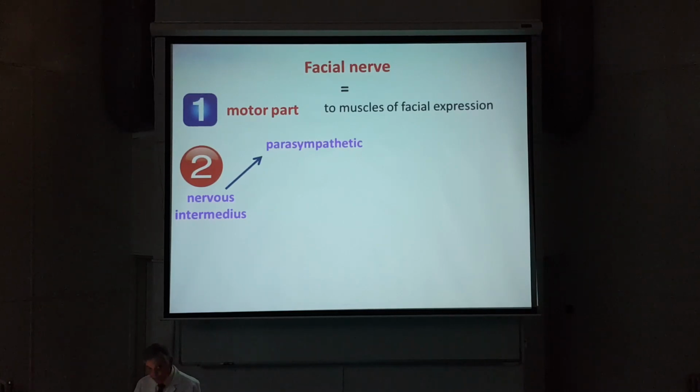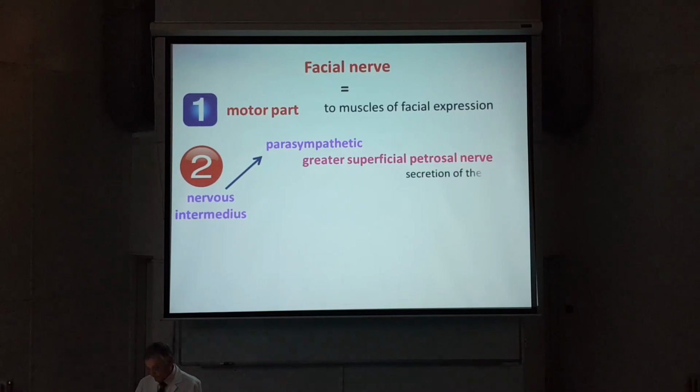And it includes parasympathetic fibers, a nerve called the greater superficial petrosal nerve, which is going to affect secretions of the face. Secretions of the face meaning tears, secretions of the nose, and secretions of the mouth, because it is motor to salivary glands and lacrimal glands.